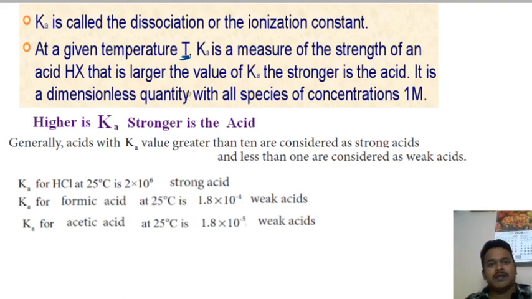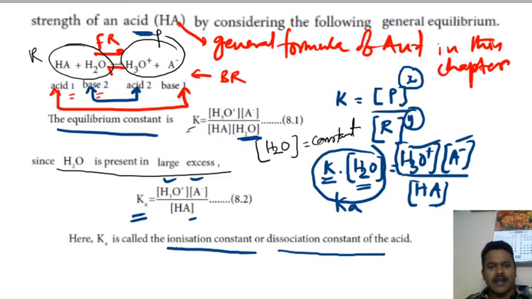It is a dimensionless quantity, with all species concentrations in molarities. Higher the Ka, stronger is the acid. Generally, acids with Ka value greater than 10 are considered strong acids, less than 1 considered a weak acid. I will tell you, Ka more means they are saying a strong acid. Okay, and it is a dimensionless quantity. I am going to the previous slide again.